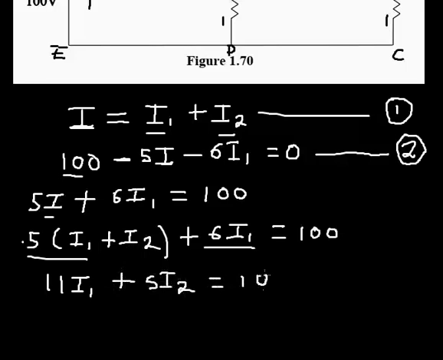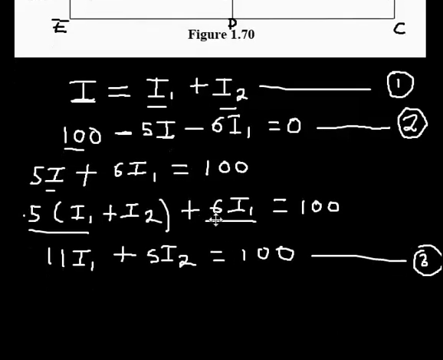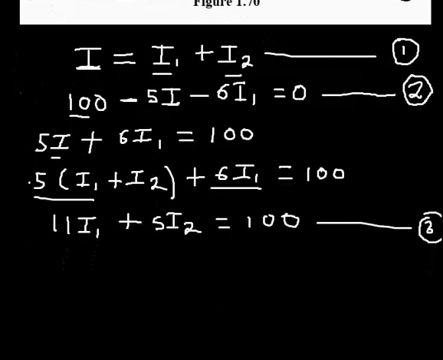I call this another equation, equation 3. This is for loop 1, so let me call it the loop 1 equation.